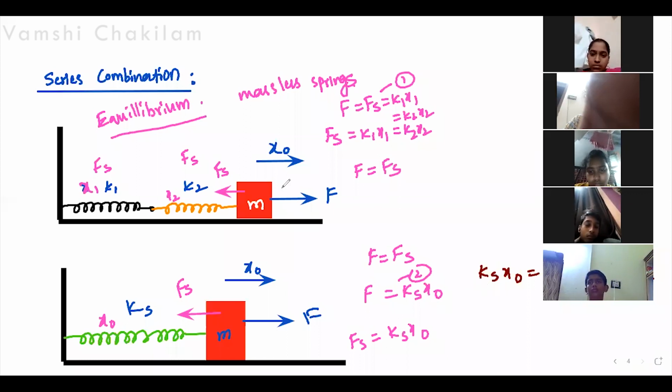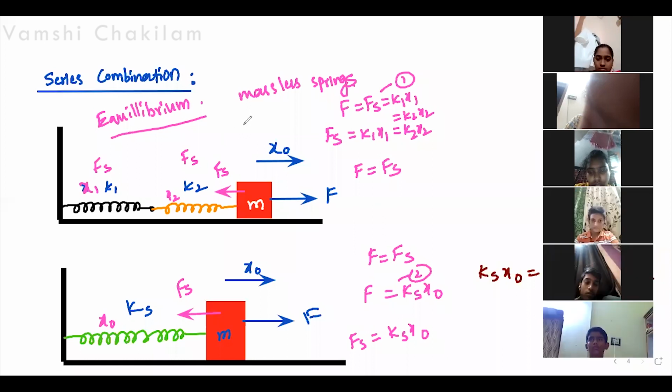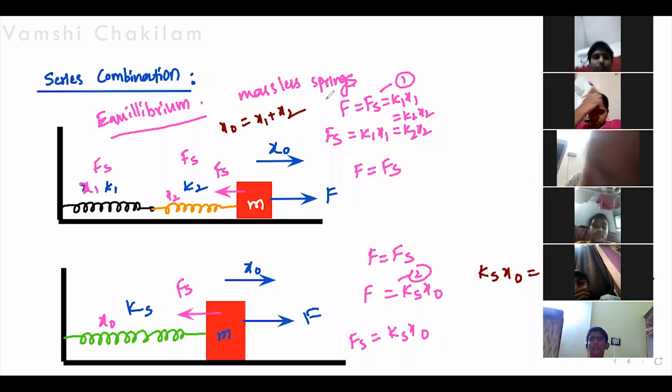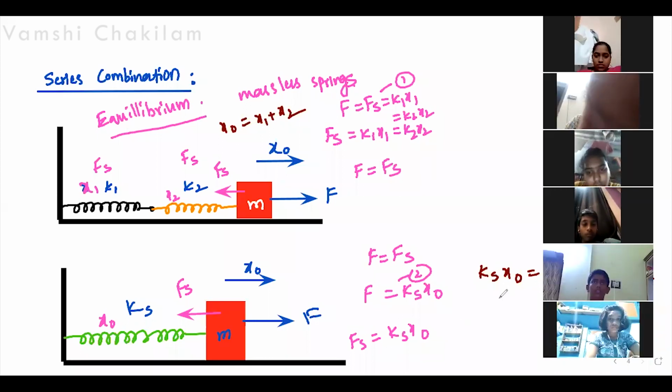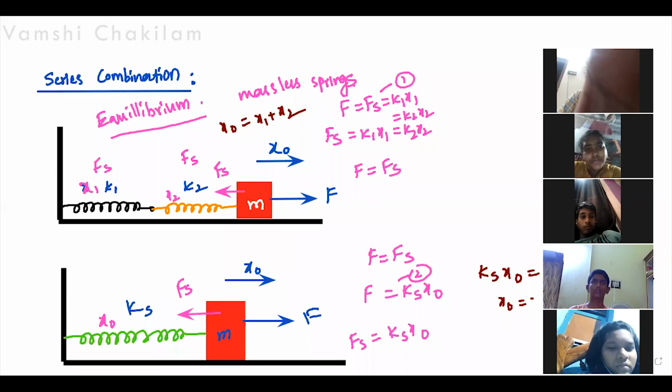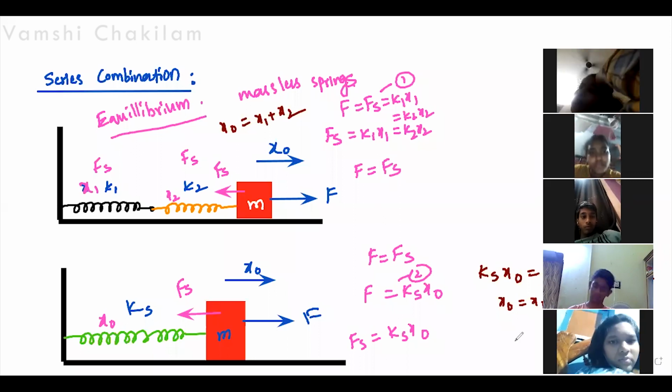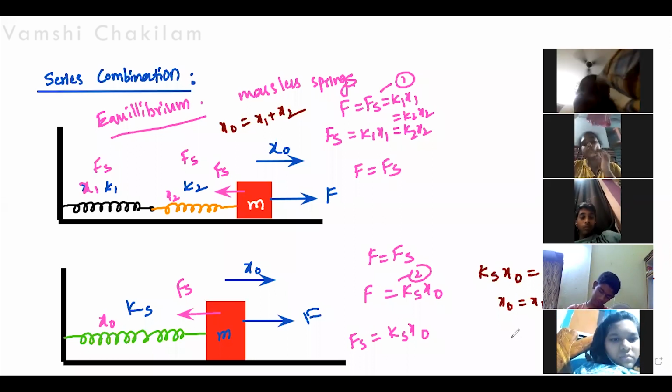What is this x naught? This x naught is nothing but x1 plus x2. Are you sure? Yes, sir. So this x naught is equal to x1 plus x2. My dear, you are able to understand?